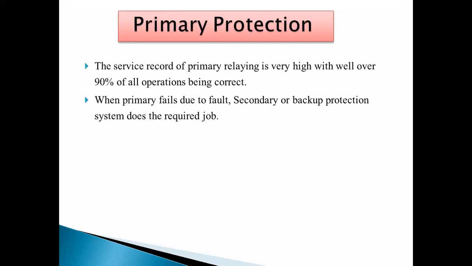So primary protection is just like our supply system at the home, right? When the supply is continuous, that time it is called the primary source of the supply. It is the primary source. But when it will fail, that time our inverter is working, so it is nothing but the backup protection, right?